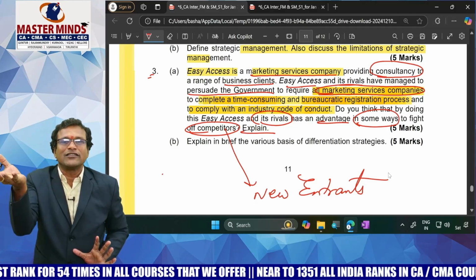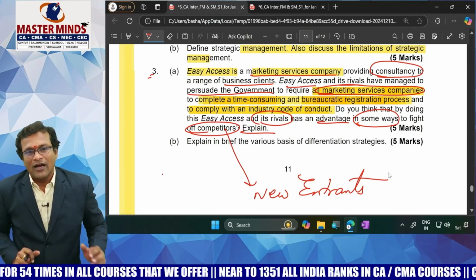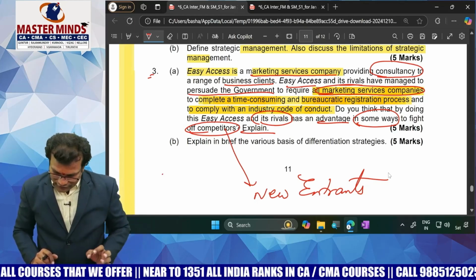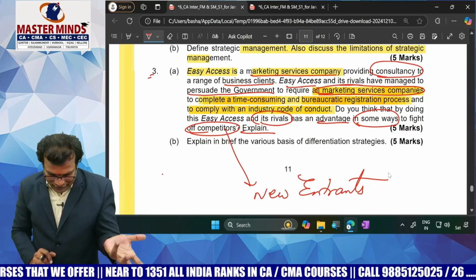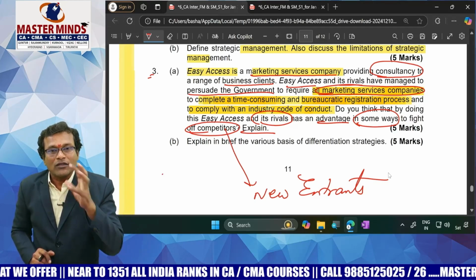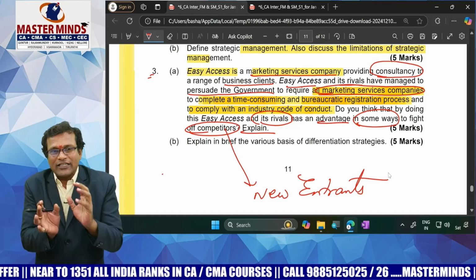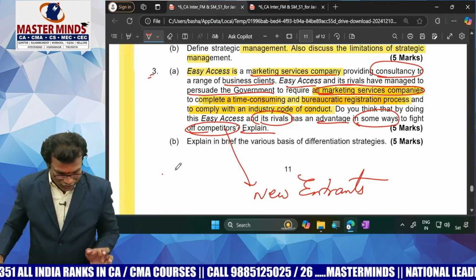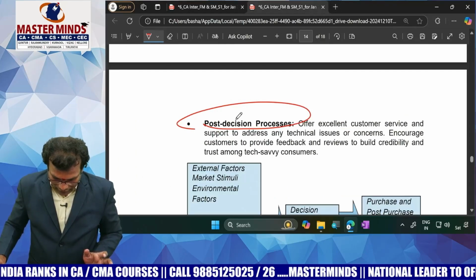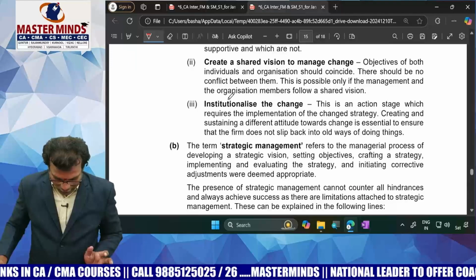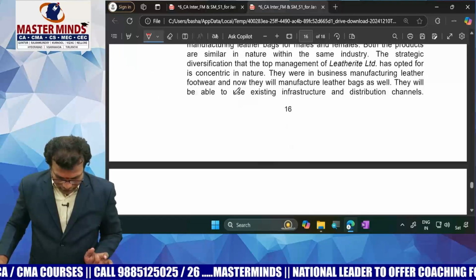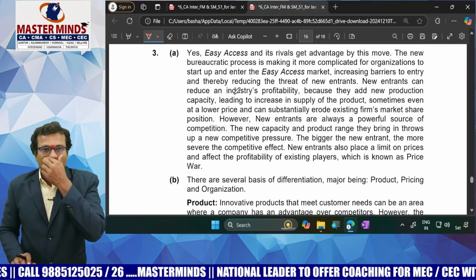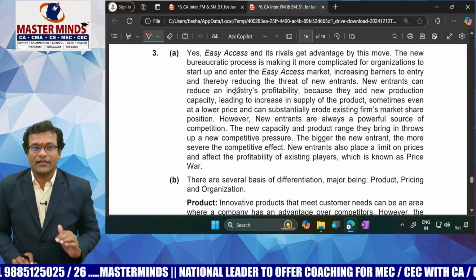That's why they are trying to increase the complications in the registration procedure, and the industry's code of conduct. The appropriate wording for this question is "in what ways can we block the new entrants." Have you understood the essence of this question? This is the slightest possible mistake appearing in question number 3A. Now let's look at the suggested answers also. For this question 3A, look at the answer also. Is our understanding or interpretation correct or not?